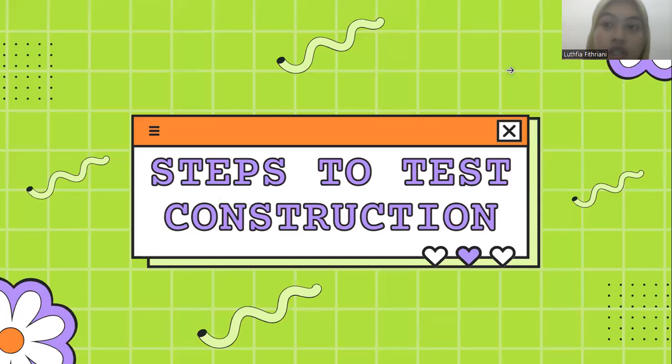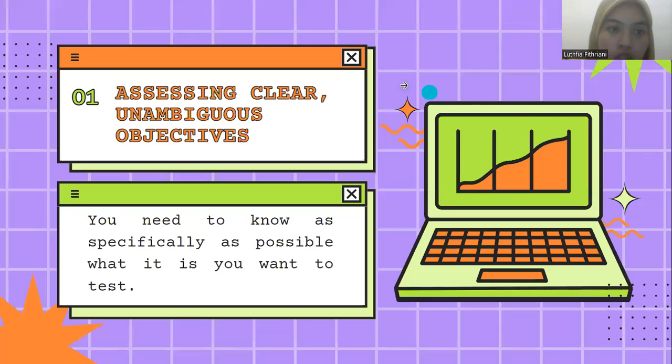Now we will move to the second topic, steps to task construction. The first is assessing clear and unambiguous objectives. So in conducting a test, we as teachers need to know as specifically as possible what it is you want to test.